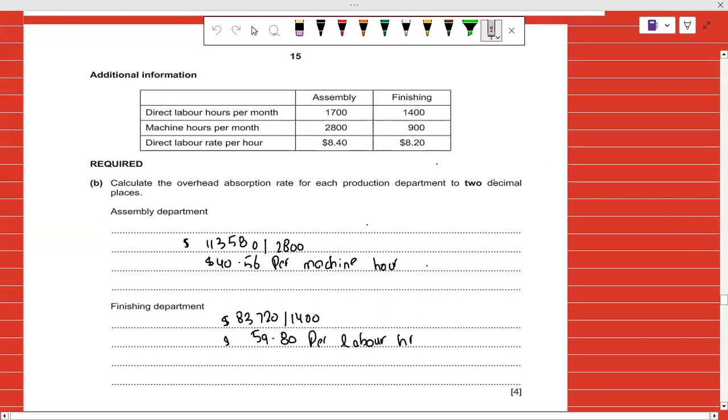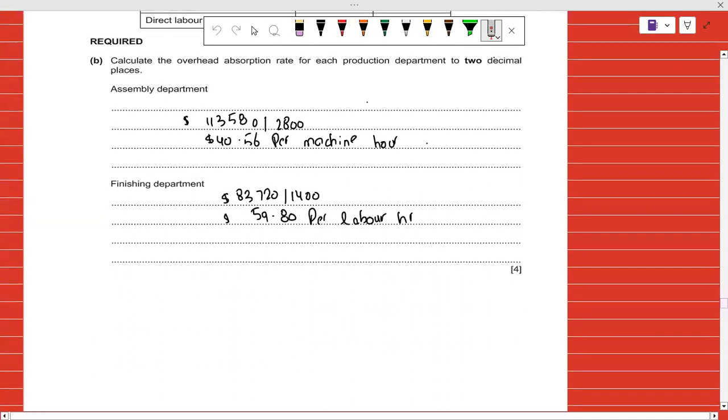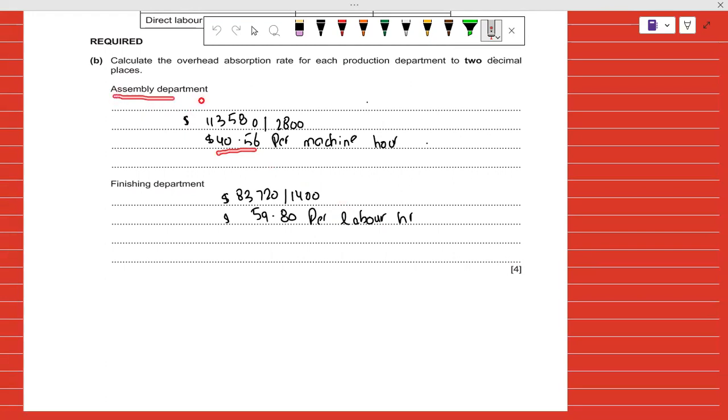So after that we will get our overhead absorption rate per machine hour, which is 40.56 for the assembly department and 59.80 per labor hour for the finishing department.